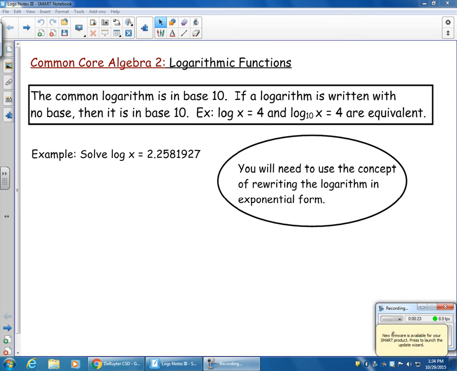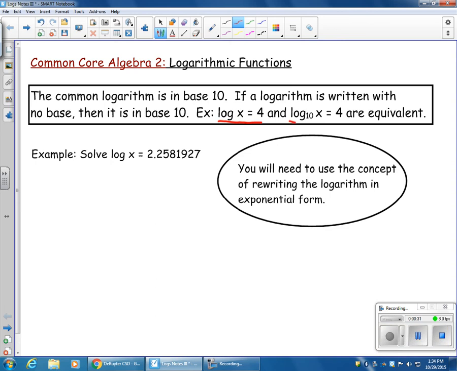logarithm, to solve problems. So the first main thing is that if there is no base, then it is base 10. So those two things mean the same thing. And there's no base written. It means base 10.